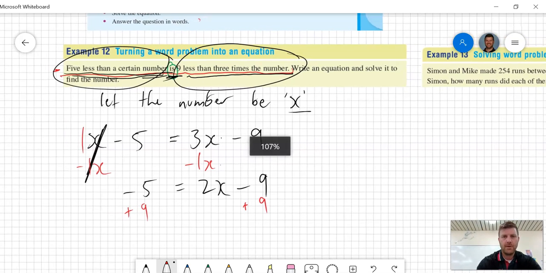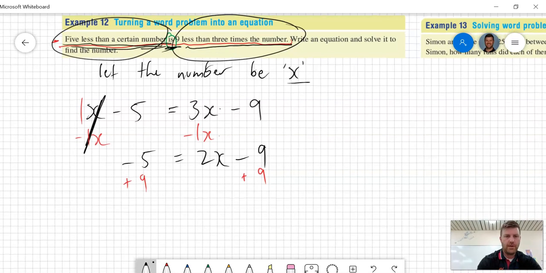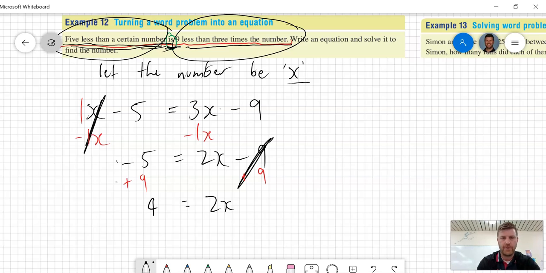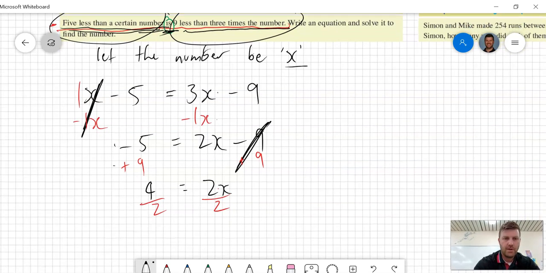So, on the left-hand side, minus 5 plus 9 is actually positive 4. And that's equal to 2x. Minus 9 plus 9 is cancelled out. So 4 equals 2x. To solve for x, on the right-hand side, 2x means times by. Opposite of times by is to divide by 2. If I do that on the right-hand side, I also need to do that on the left-hand side. I'm then left with 4 divided by 2, which is 2, equals x, or x equals 2.